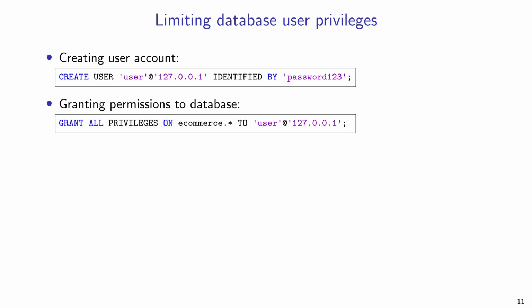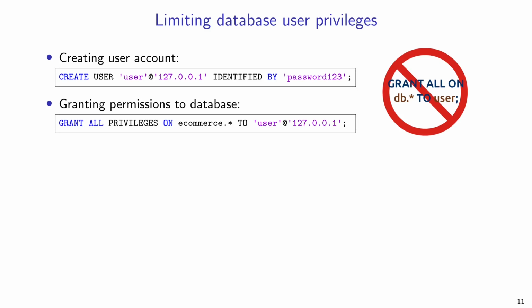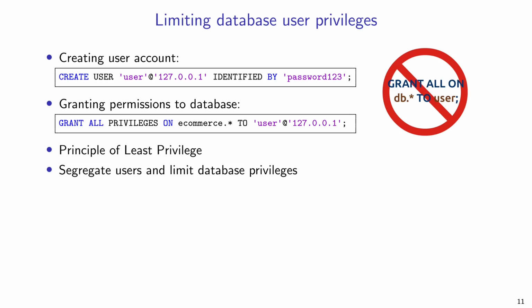And that's it. The user will have full privileges to the database, and we won't have to deal with database permissions ever again. This is how the vast majority of database access is configured in practice. However, the problem is that this is a bad practice from a security perspective, as it does not follow the principle of least privilege, which states that components of a system should only have the permissions they absolutely need to perform their function. Here, we should segregate users and limit their database privileges.